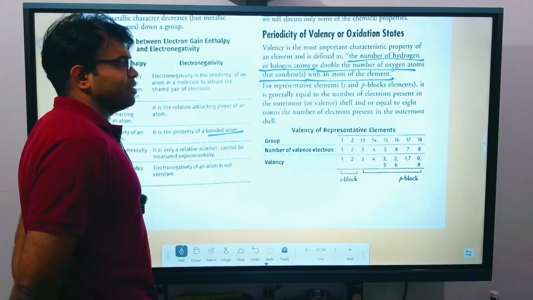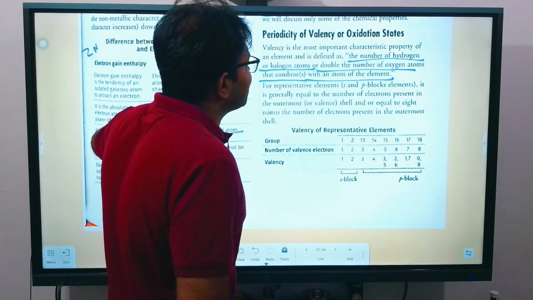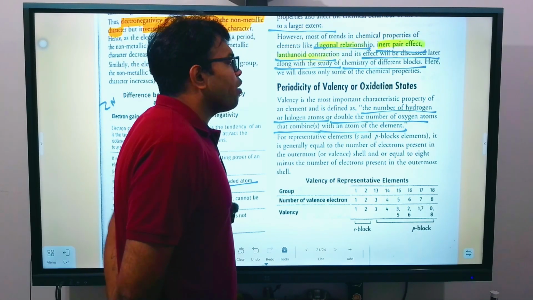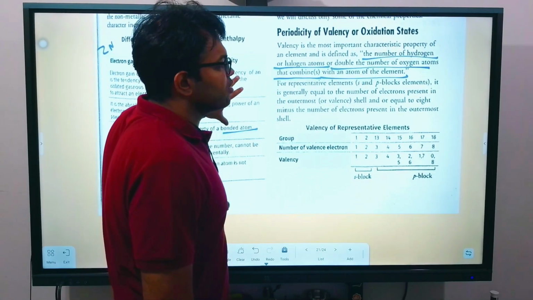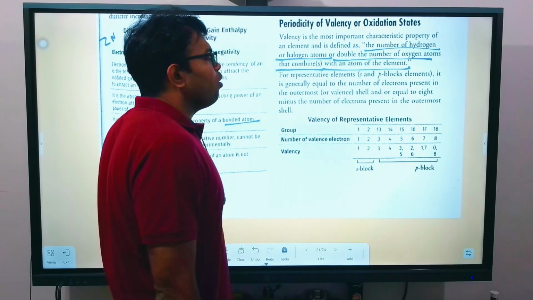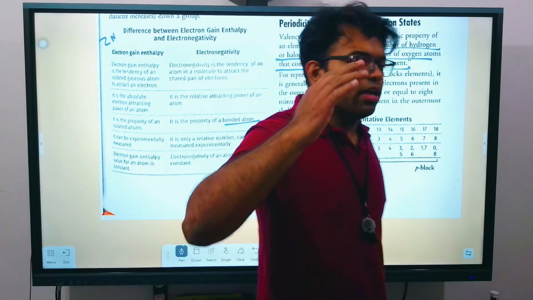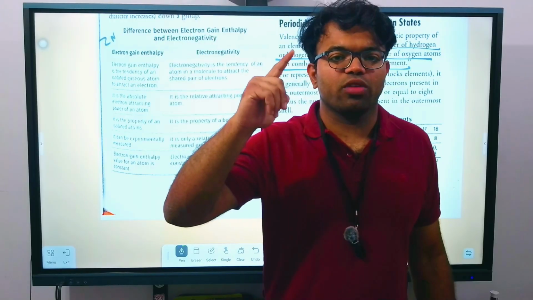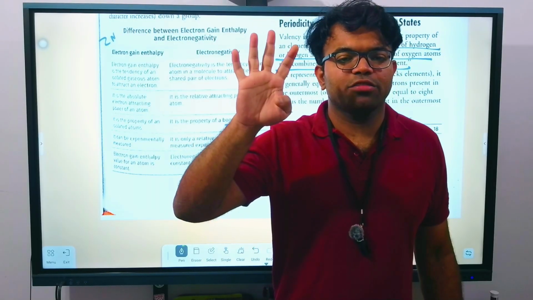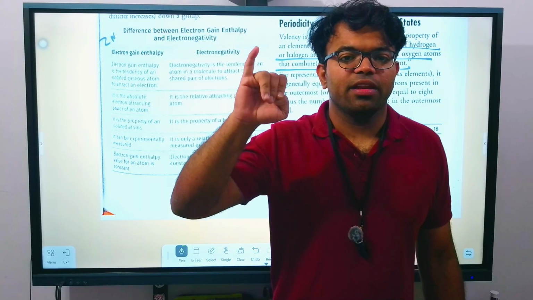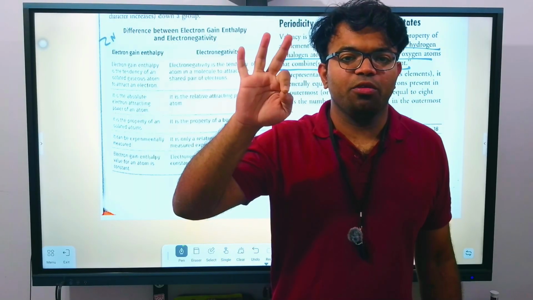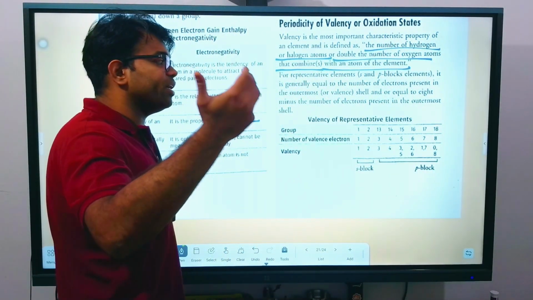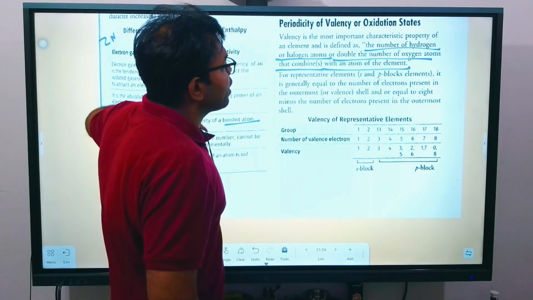For representative elements, the S and the P block elements, it is generally equal to the number of electrons present in the outermost shell, or equal to 8 minus the number of electrons present in the outermost shell. So, valency of lithium, beryllium, boron, and carbon is 1, 2, 3, 4. Then nitrogen, oxygen, fluorine, neon becomes 3, 2, 1, 0. That's how the valency goes. 1, 2, 3, 4, 3, 2, 1, 0. Okay, next.